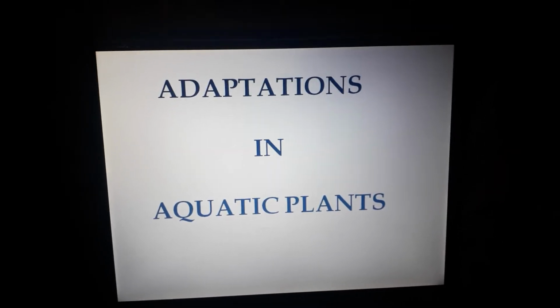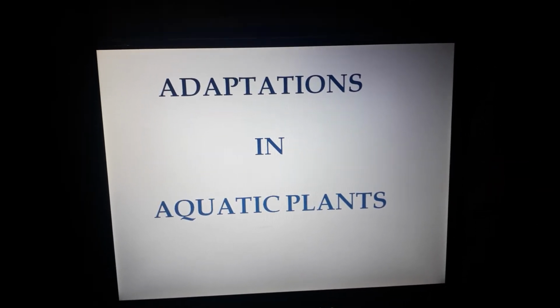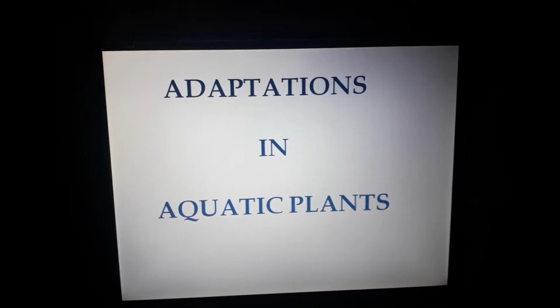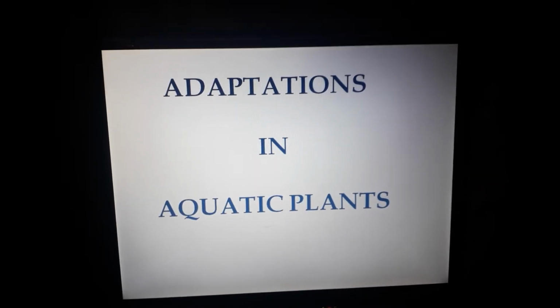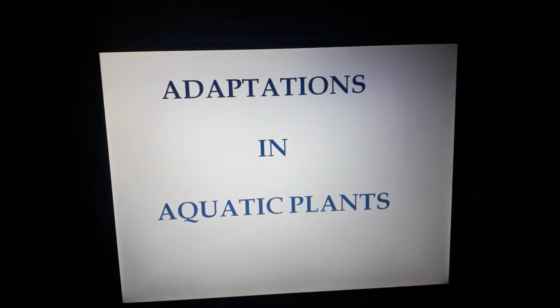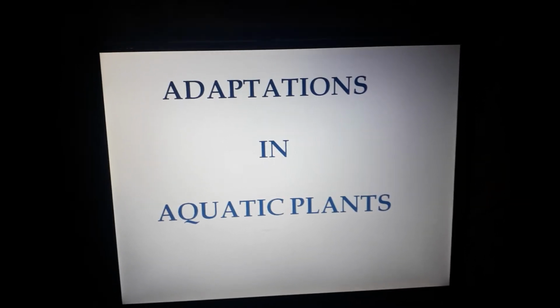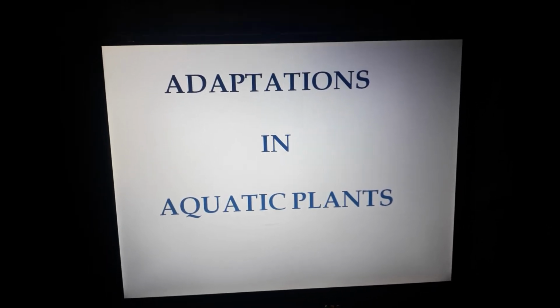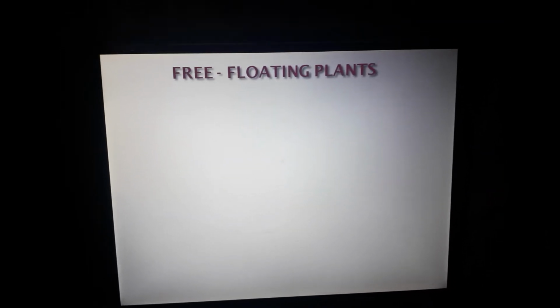As I told you earlier, aquatic plants are the plants which grow in water or in any aquatic habitat. So there are different types of aquatic plants. Let's continue studying their adaptations one by one. First category we are going to study is free floating plants. Now let us learn what are free floating plants.